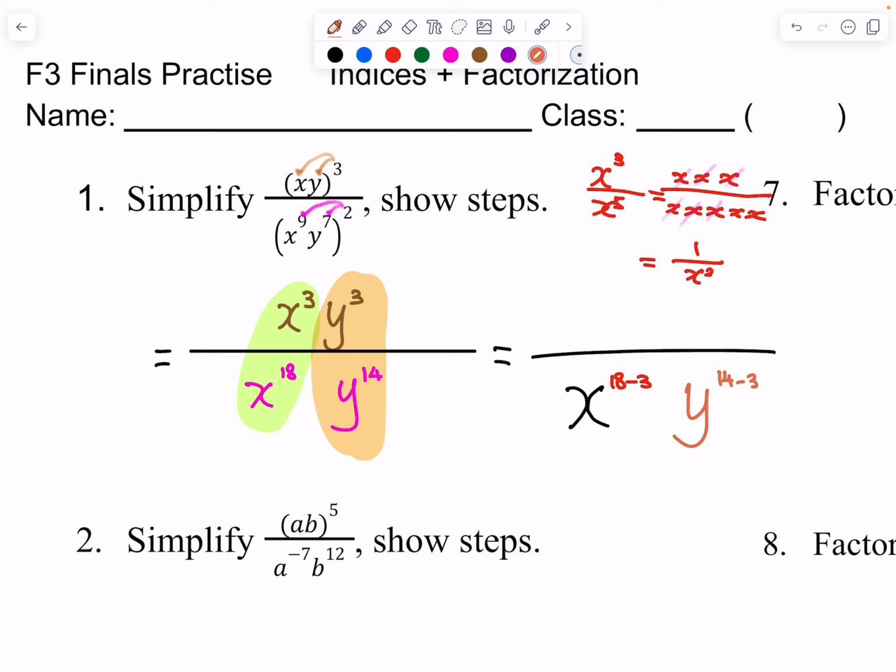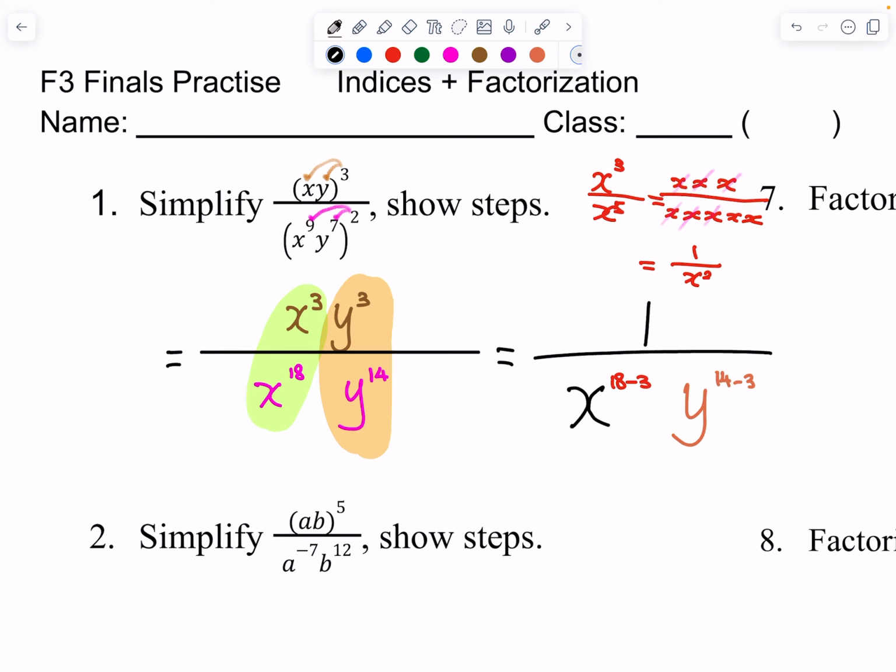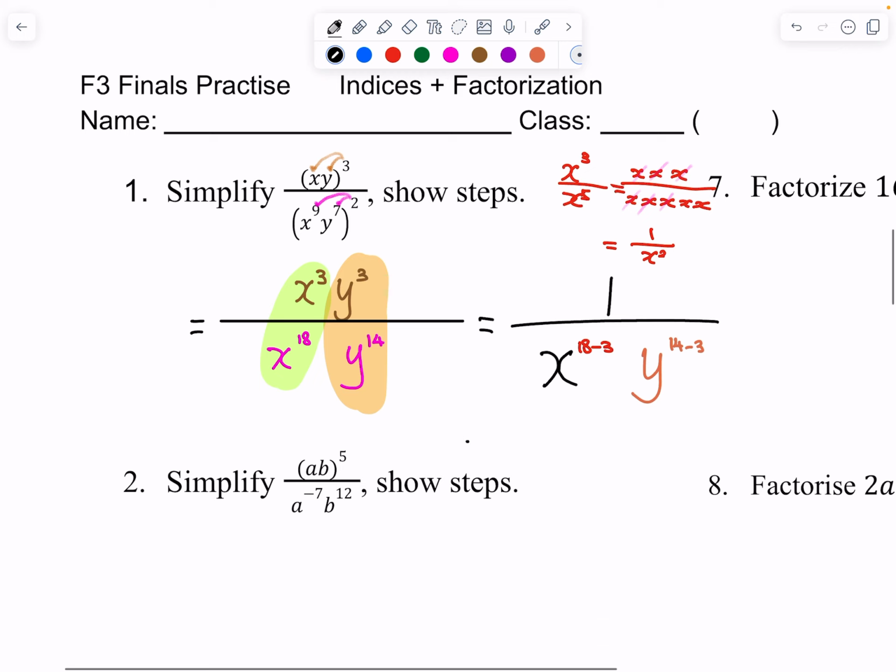Bigger power minus the smaller. A, we gave these to the bottom already. Anything left on top? We can't say no because there's a hidden one on the left. One left, okay? And then we do the final step. 18 minus 3, 15. 14 minus 3, 11.